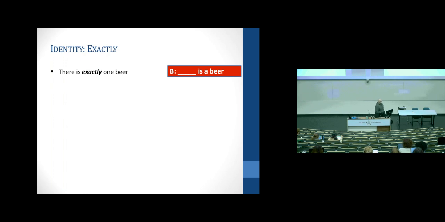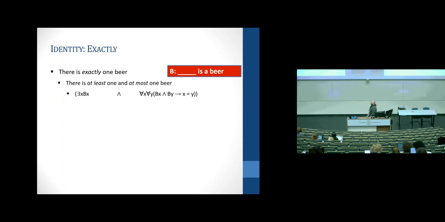Let's think. If there's exactly one, what's the minimum number of beers that we could have? Our minimum is 1, right? Our minimum is 1. And our maximum is also 1. So here's the really easy way to say exactly 1. Just take the conjunction of at least and at most 1. Literally. Just take at least and at most and slap a conjunction in between. Boom. Touchdown.